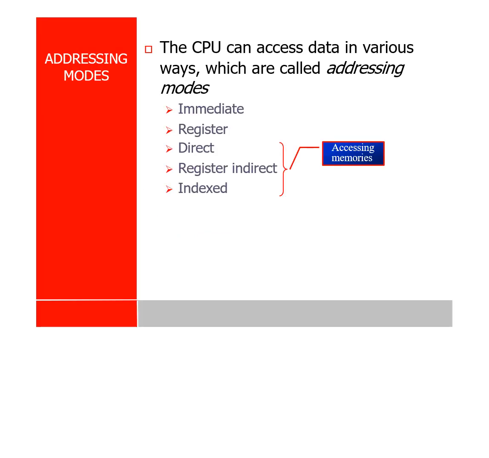Now addressing mode. In addressing mode, we studied 5 types of addressing mode. They are immediate addressing, register addressing, direct addressing, register indirect addressing, and indexed addressing. Out of these, the last three addressing modes are for accessing the memory, meaning direct, register indirect, and indexed. And out of that, the last one, indexed, is for accessing the read-only memory. So there is only one way to access the data from the read-only memory, that is indexed addressing.